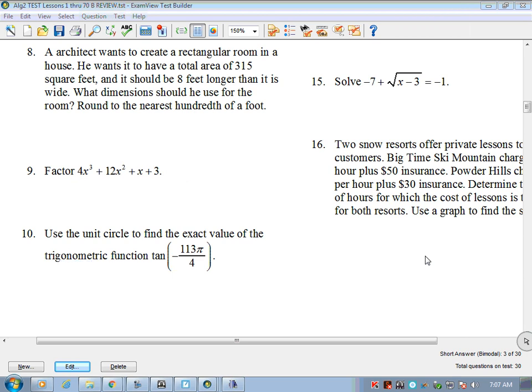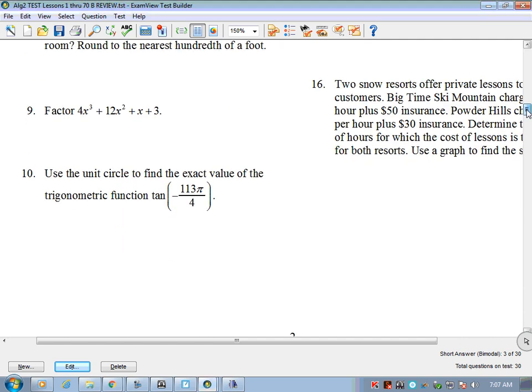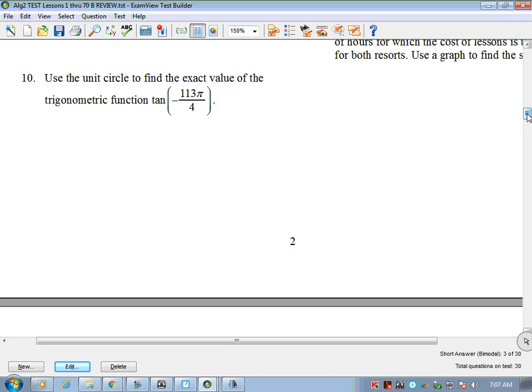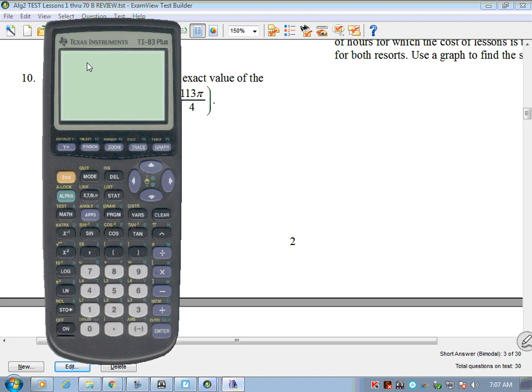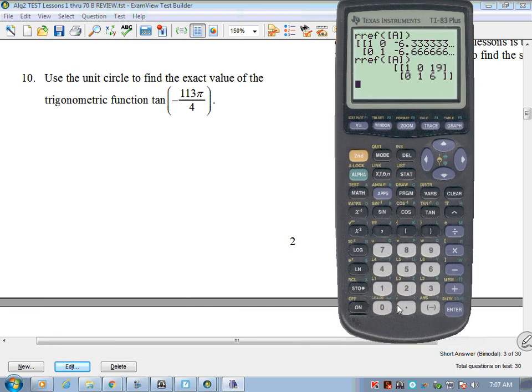Let's look at number 10. Use the unit circle to find the exact value of the trigonometric function tan. Let's see. Let's scroll this down here a little bit. First thing you ought to do with that negative 113 pi over 4 is substitute 180 in for pi and find out how many degrees that's going to be. Do that by doing this.